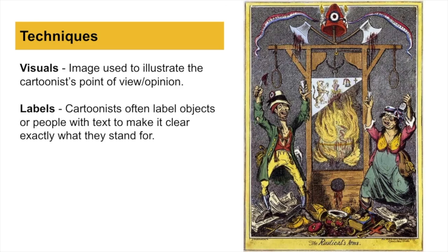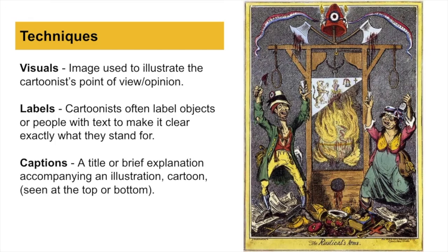They use labels, right? So at the top here, you've got no God, no religion, no king, no constitution. Well, those things were important to the elites in Europe at the time. So that's making a point that these people, these ragged people, don't have that, right? So those labels help you understand the point of the cartoon.